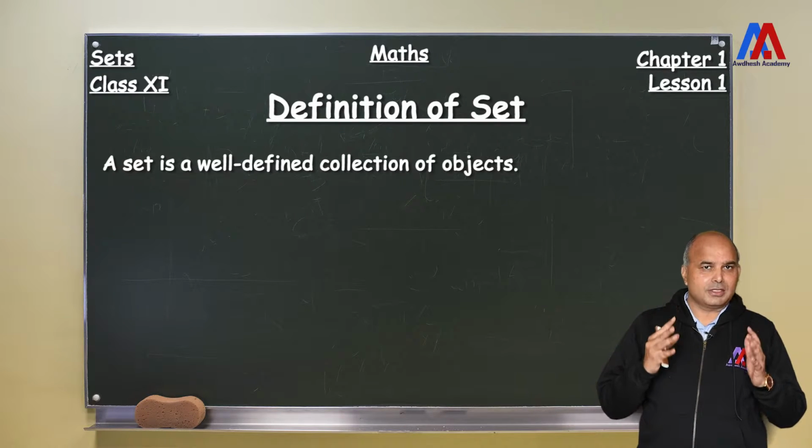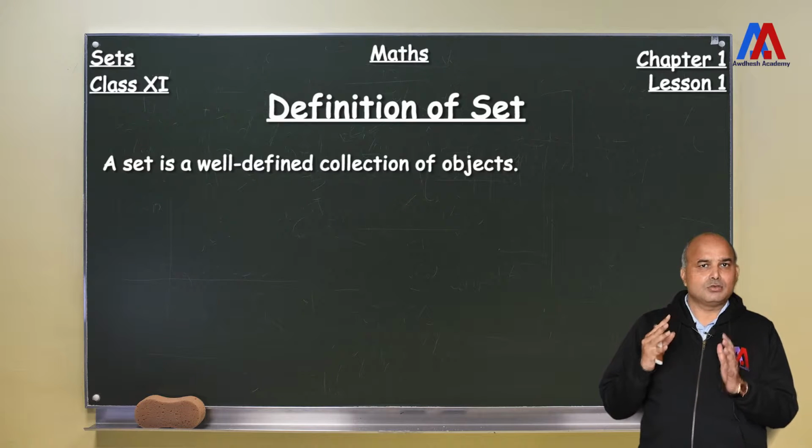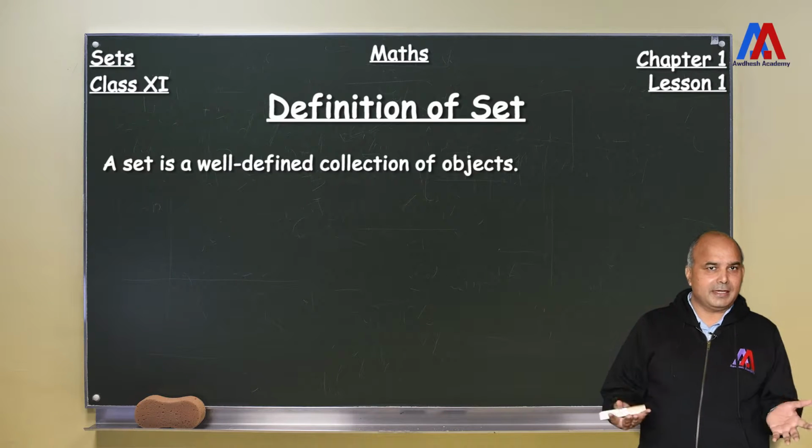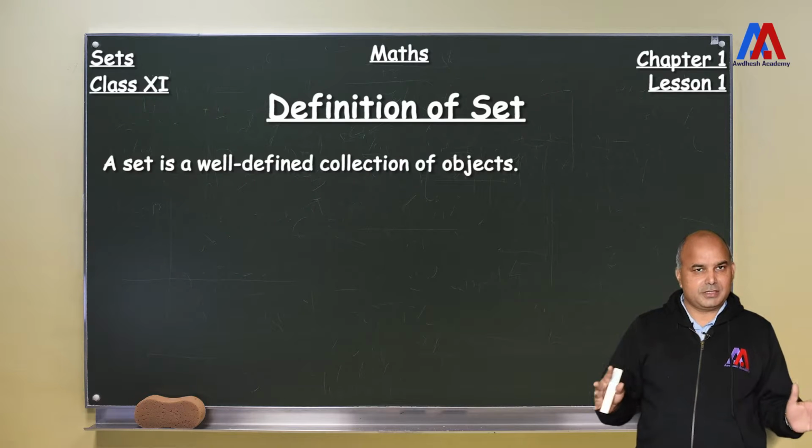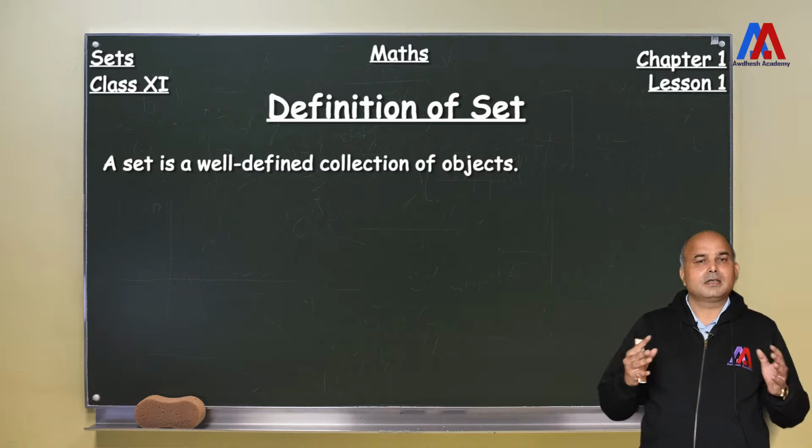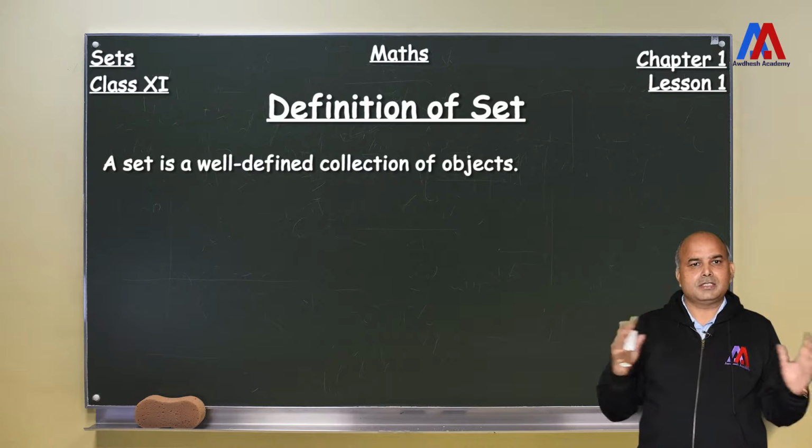Now when we talk about the term well-defined, it means there is no scope of adding anything or subtracting anything. There is absolutely zero subjectivity; we cannot do anything about the numbers and the quantity of that particular set. So this is very important.